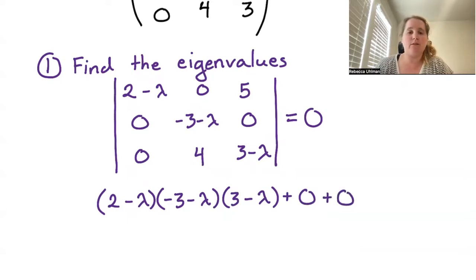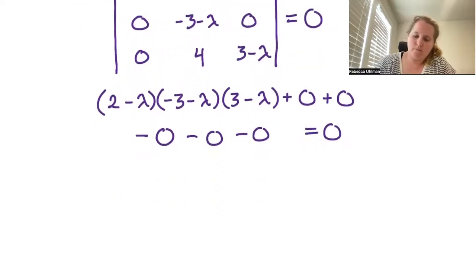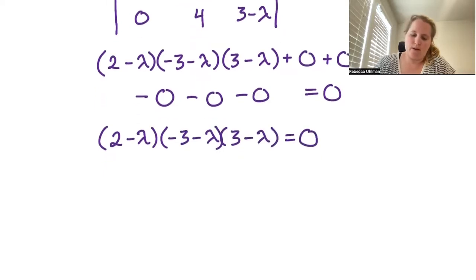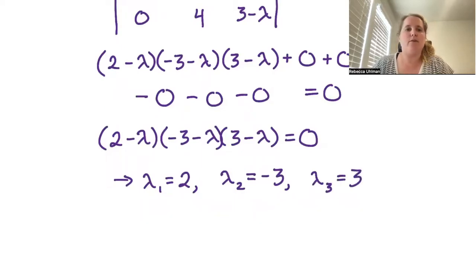Then for our backwards diagonals, we'd have minus 2 minus lambda times 0 times 4, so there's a minus 0. Then minus 0 again, and for our last diagonal, minus 0. So essentially, we have 2 minus lambda times negative 3 minus lambda times 3 minus lambda equals 0. And so we can pick lambda 1 equal to 2, lambda 2 equal to negative 3, and lambda 3 equal to positive 3 for our eigenvalues.